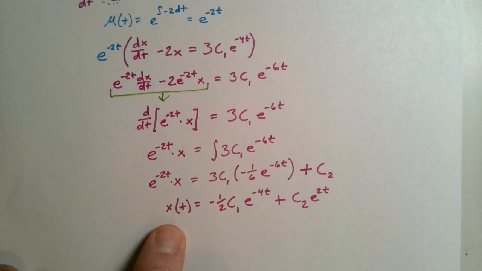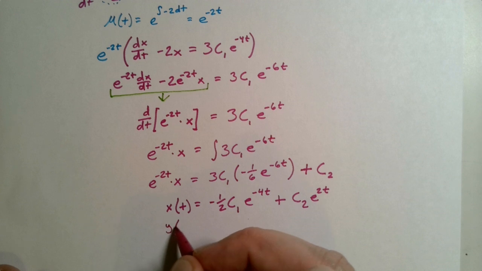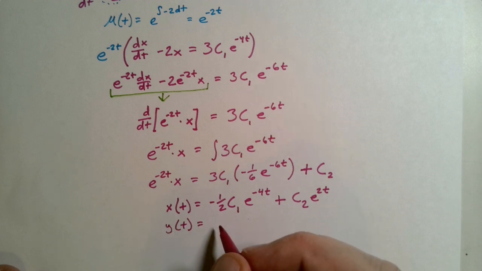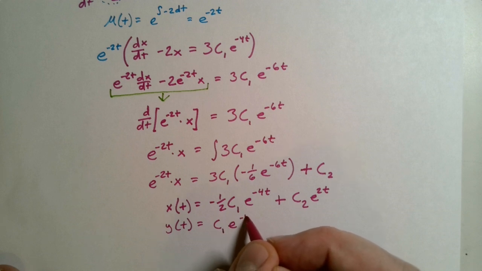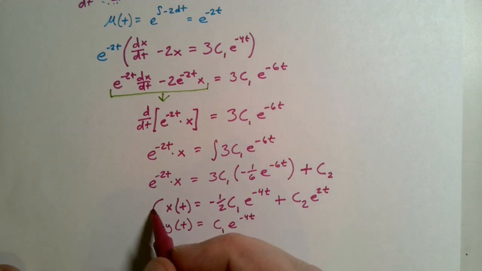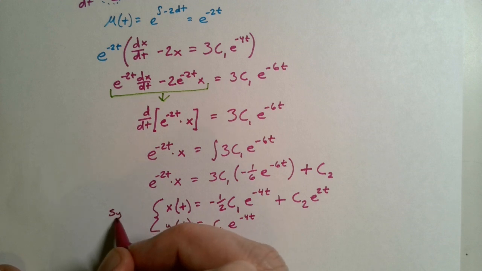So if that's x of t, and you remember from up above that y of t is equal to just plain old c1 e^(-4t), this then becomes my system's general solution.